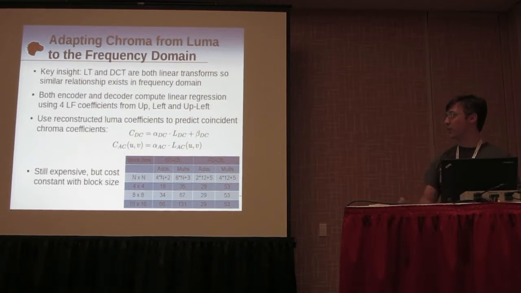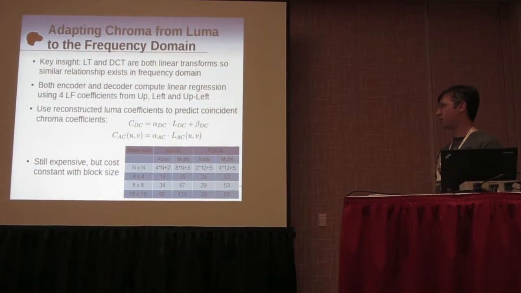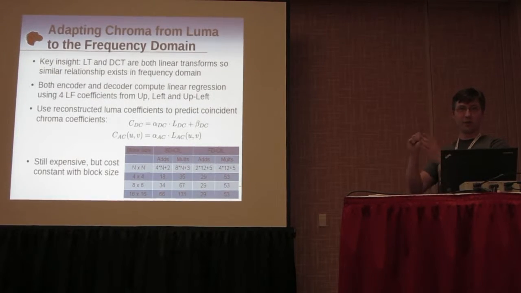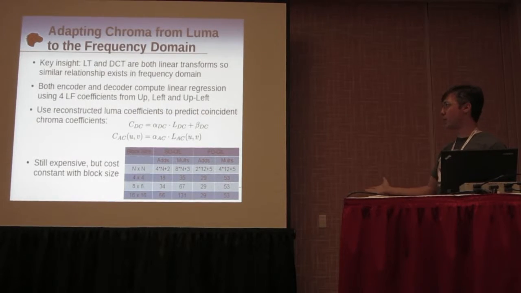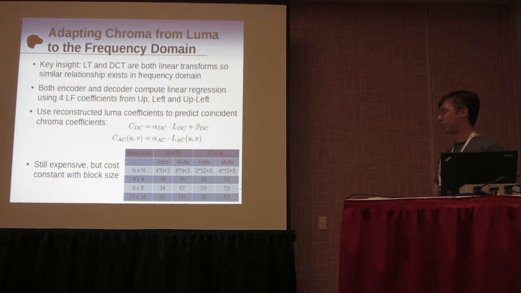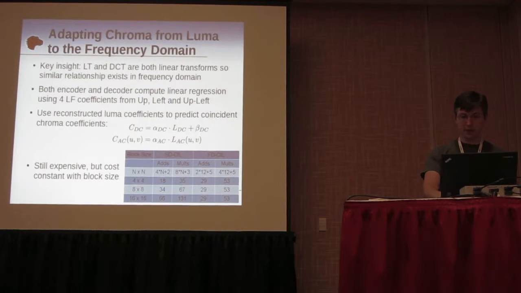And then if you compare this to doing it in the spatial domain, it's still expensive, but the cost is fixed, or it's constant with the block size. The reason for this is that regardless of the block size, we're only ever doing the linear regression with the 4 lower frequency coefficients. And so this is a technique that we had put into Daala, and we're using it to do prediction from Chroma from Luma in the presence of lapped transforms.